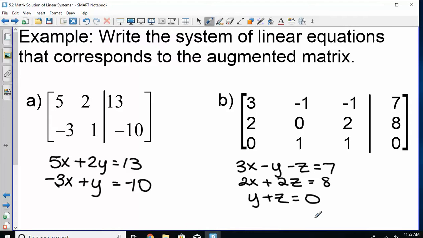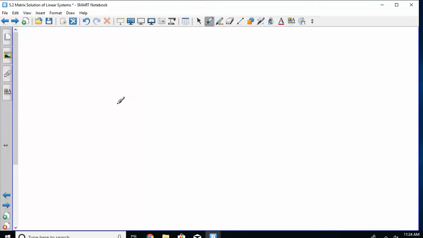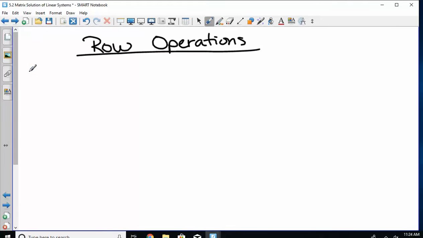What we are going to do now is get into solving systems by using these matrices. To do that, we need to write down what is considered a legal operation, how we can do that. So our row operations, the things we are allowed to do. You can multiply or divide.